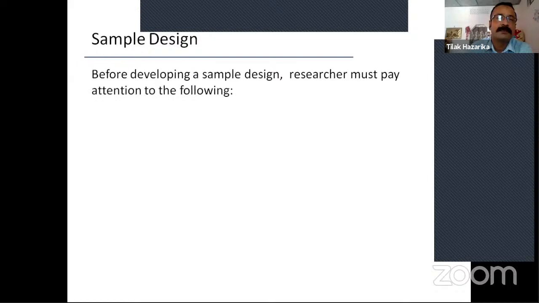So let me have a discussion on some basic things which are required for sample design. Before developing a sample design, researchers must pay attention to the following: the type of the universe. What kind of universe? Universe means the whole population where my study will be conducted. This is the type of universe.